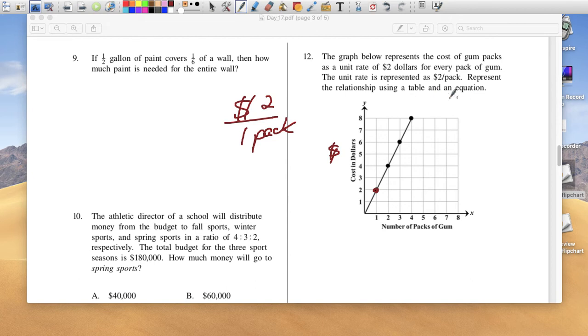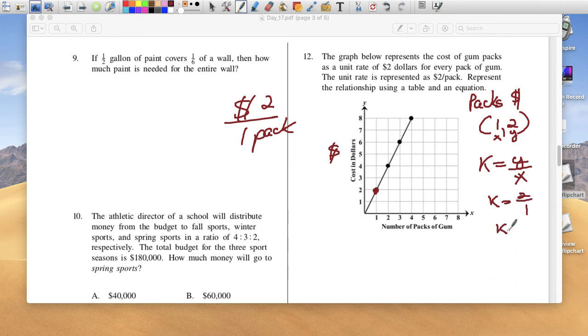Represent the table using a relationship and an equation. So again, let's pick this point right here. It's 1, 2, where this represents the packs, and this represents the money. So let's find our constant of proportionality. k equals y over x. Remember that this is the y and this is the x. So k equals 2 over 1, or just k equals 2. So our constant of proportionality is 2.